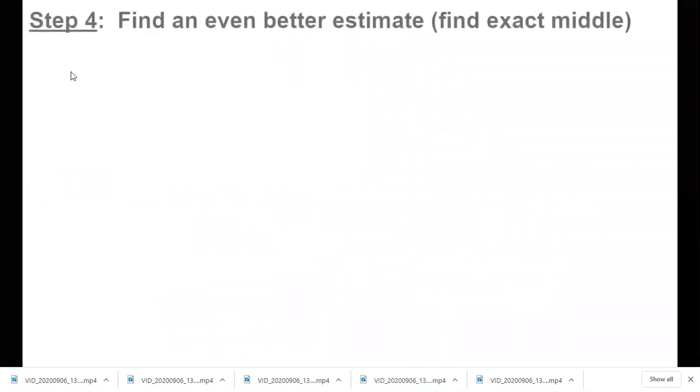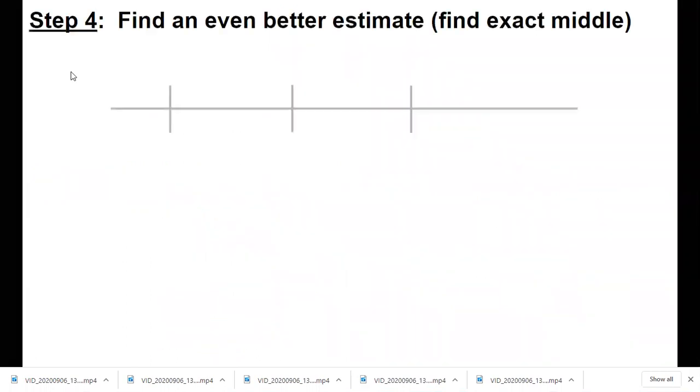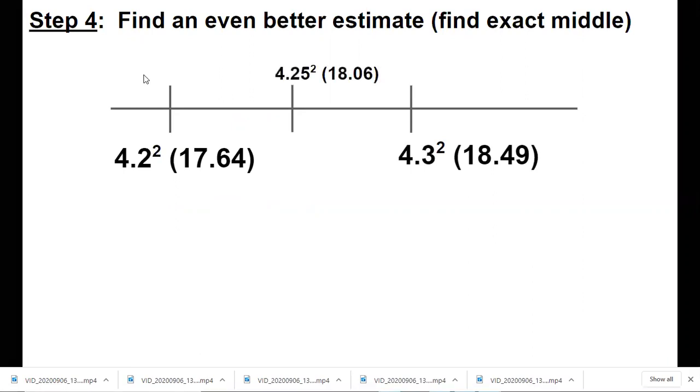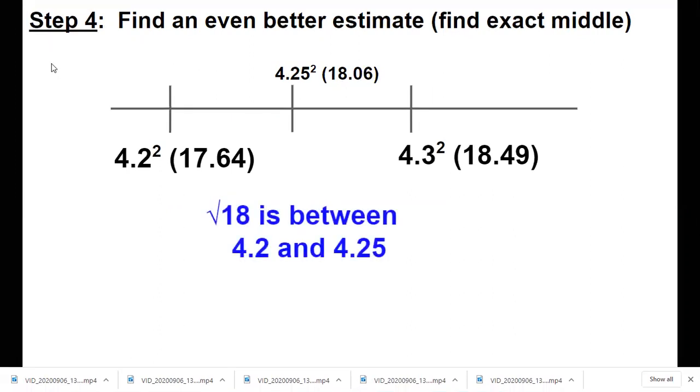So now we're going to find an even better estimate. We have 4.2 as our lower limit and 4.3 as our upper limit. We square them, and then we find the exact center by adding 4.2 and 4.3 and dividing by 2. We get 4.25, and we square that, we get 18.06, which is very close to square root of 18. So we know that square root of 18 is between 4.2 and 4.25.